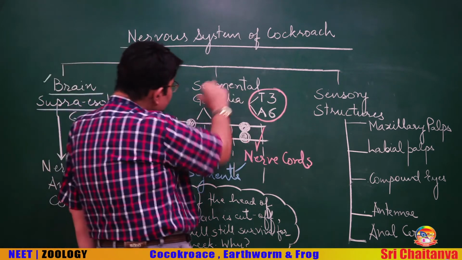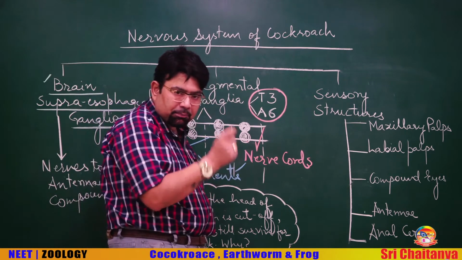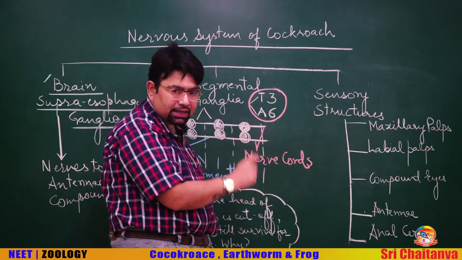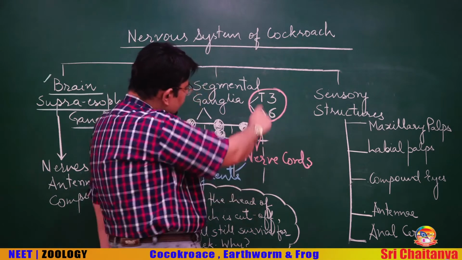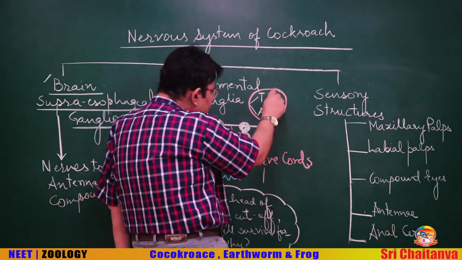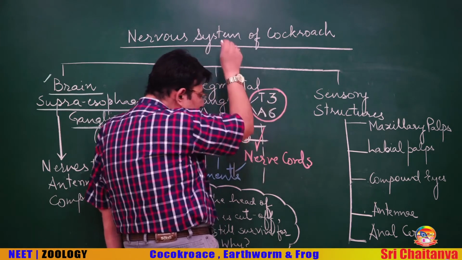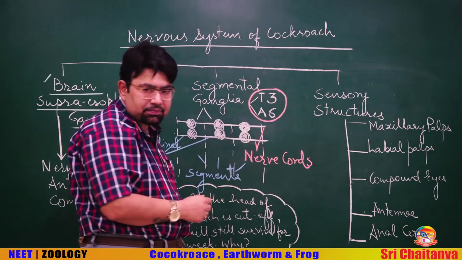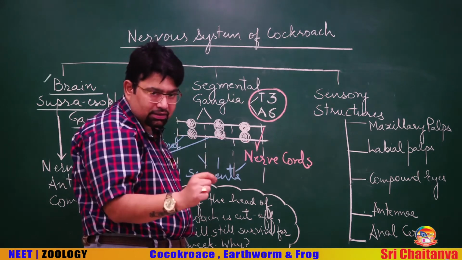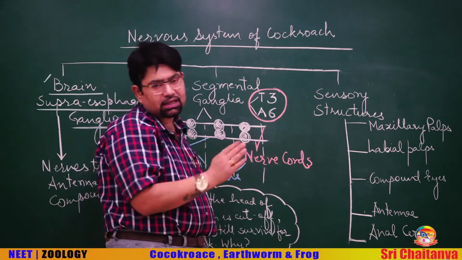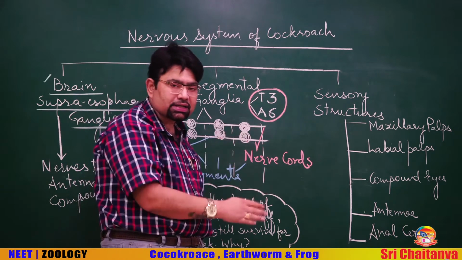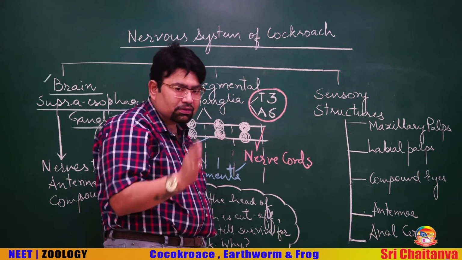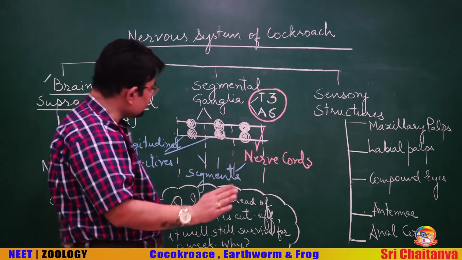Then the segmental ganglia. Paired segmental ganglia. In the thoracic segment, 3 segmental ganglia, 1 in each thoracic segment. And in the abdominal segment, 6 in the abdomen. 3 in the thorax, 6 in the abdomen.